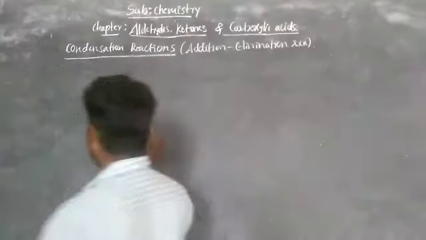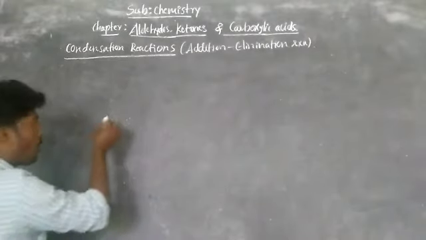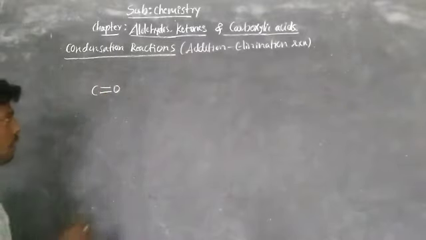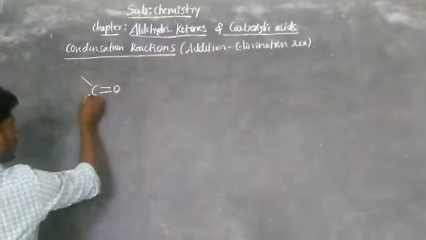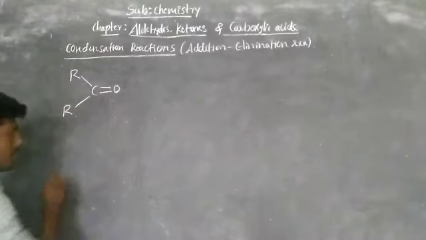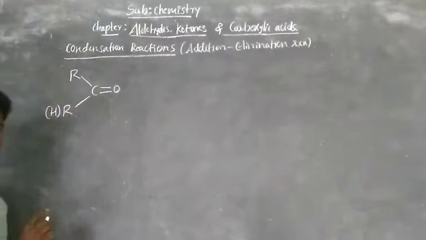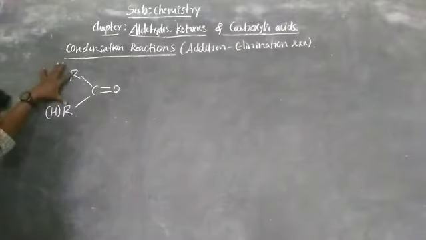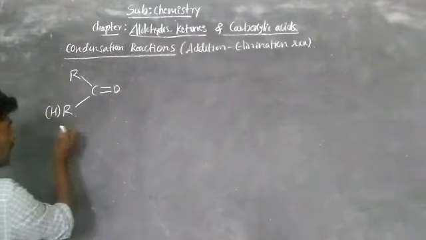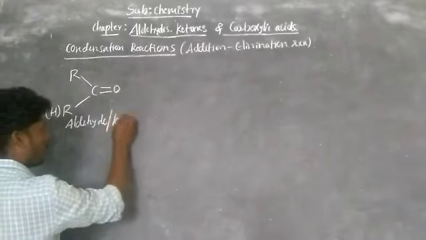See the example. Generally I am writing aldehydes and ketones with C double bond O, the functional group of aldehydes and ketones, which are covalent compounds. If one end of the group is R and the other end is R, we call it a ketone. If in place of R we take hydrogen, then we get an aldehyde, right? If both ends are R, we call it a ketone; if one end is R and the other end is hydrogen, we call it an aldehyde. Let's take this as either an aldehyde or a ketone.